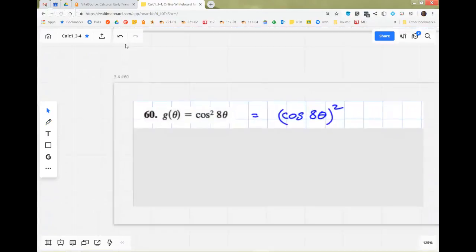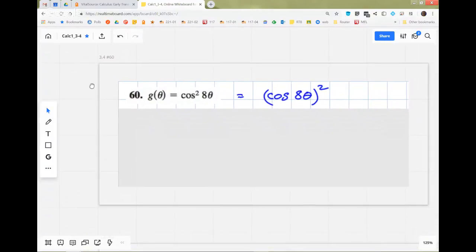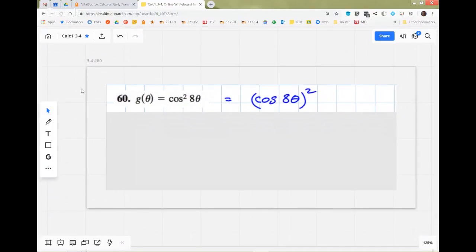Okay, let's go to number 60. Number 60, g of theta equals cosine squared of 8 theta. We are supposed to differentiate. So first of all, would you agree with my algebra simplification that you currently see? What does cosine squared of something mean? It means cosine of that thing times, it means this thing on the right.